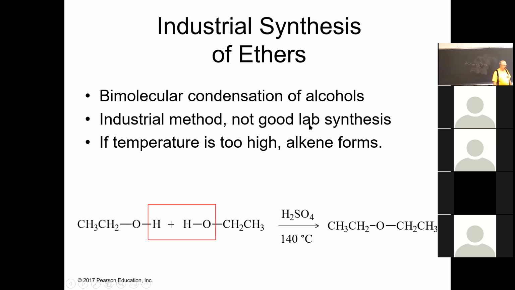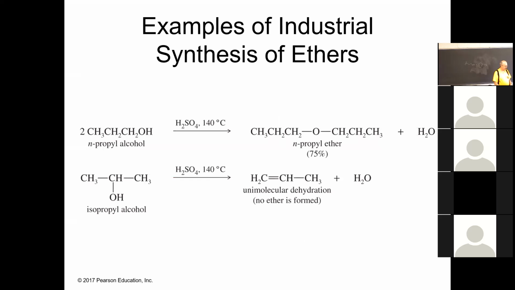Okay, this is really not a good lab synthesis. It is an industrial method. Okay, you can make di-n-propyl ether by this method. If you start with a secondary alcohol, however, you're going to get dehydration, so no ether will form. So your alcohol has to be primary. It also has to be symmetric.